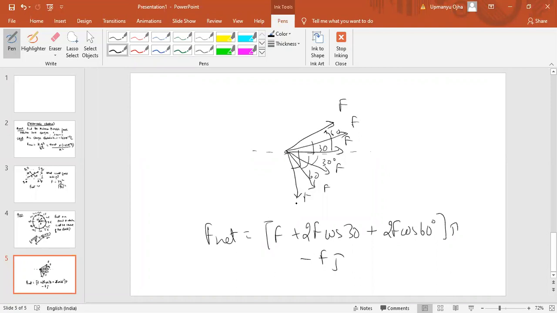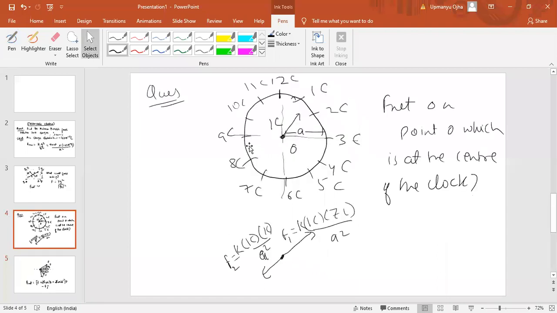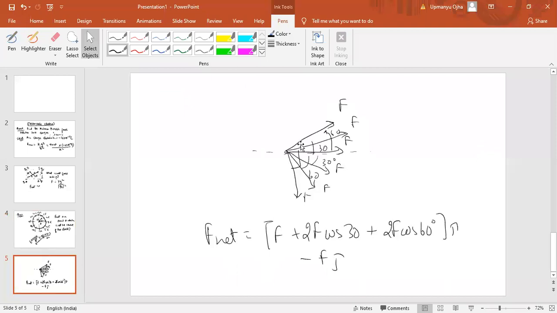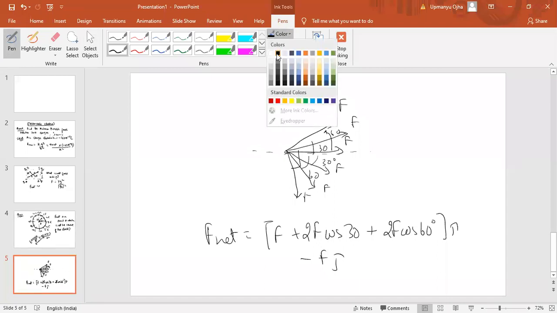Okay, did you understand this problem or not? So if you look at this, it is a very good problem which can be asked in your JEE exams. Okay, now next problem. If you have any doubt, you can ask, you can message.